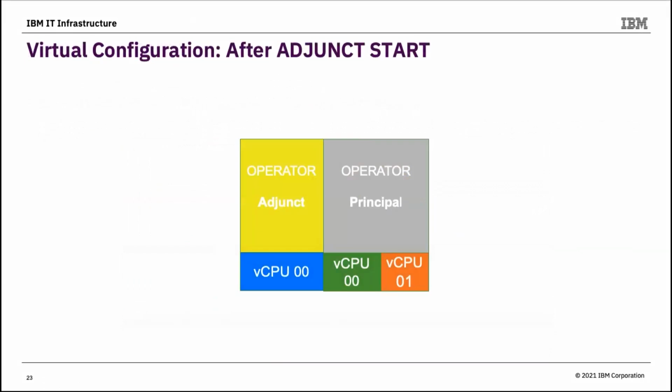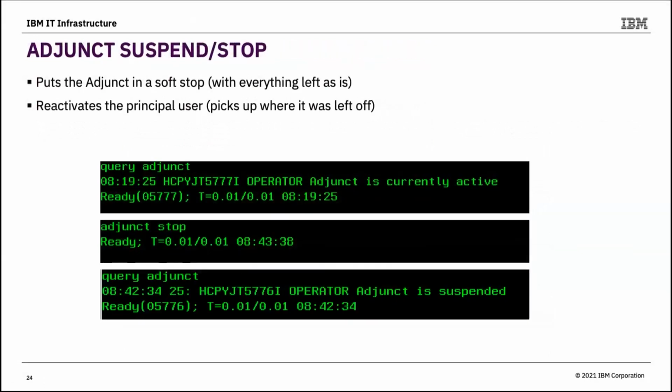So here's your visual representation. Now we've started our adjunct. We see it's in yellow, so it's active. It has its virtual CPU, and our principal is inactive. It's been suspended.